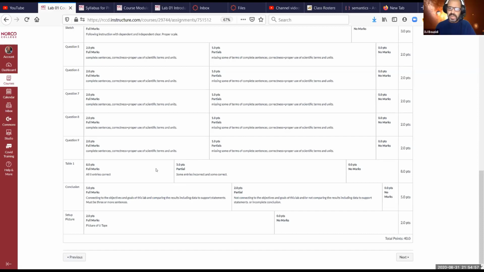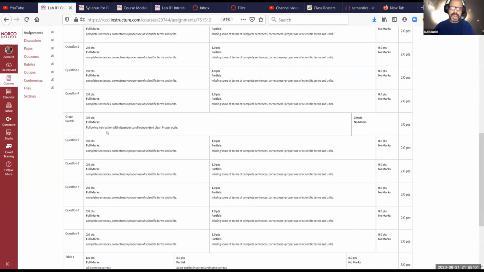For this specific lab, you're supposed to include two pictures, or two graphs. One is a graph, really a sketch by hand. You're going to put the strength of the force on the x-axis, and on the y-axis you're going to put the distance. Let me explain a little bit.